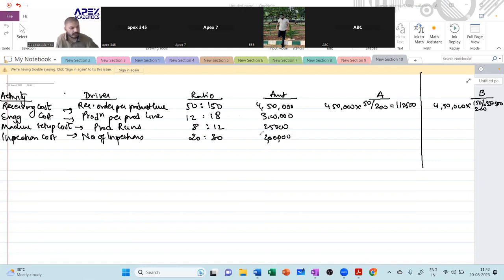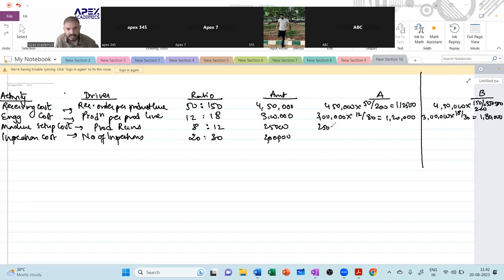Let us continue our journey ahead. Here we are looking at 300,000 multiplied by 12 divided by 30. We are looking at 120,000 over here. Then again, we are looking at 300,000 multiplied by 18 divided by 30. We are looking at 180,000.